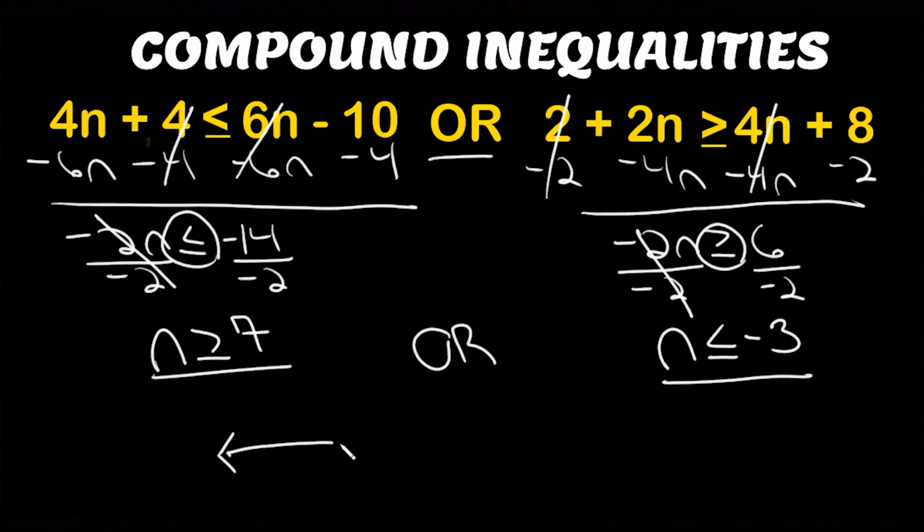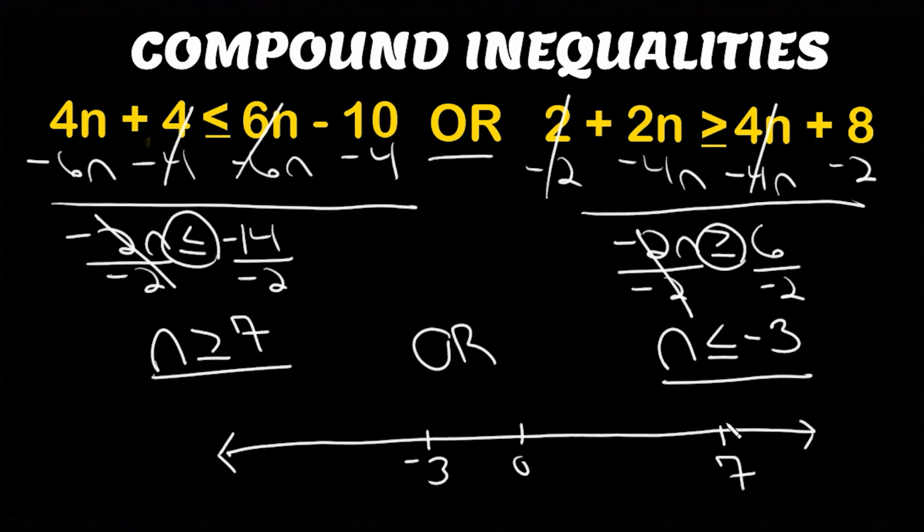So let's go ahead and put on our number line. Here is 0. Here is -3. Here's +7. So on +7, I have a closed circle. On -3, I also have a closed circle. In reading the statements, we can see that we're going to be opening away, right? Going to the left here and going to the right here. Okay, so that one's done.